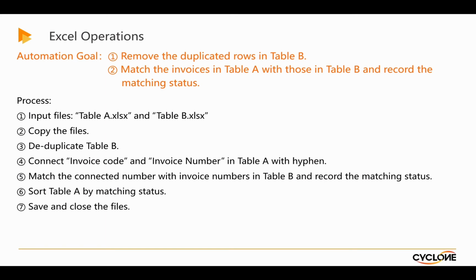Step 1, we need to input the two tables. Step 2, in case of errors, we need to back up these tables. Step 3, we will deduplicate table B, making sure that every row will appear only once. Step 4, connect each invoice code and number in table A with a hyphen. Step 5, check in table B if there is a matched invoice, and record the result in the first column of table A. Step 6, sort the first column in table A by match status. And lastly, save and close the file.